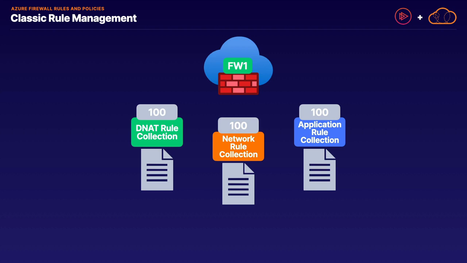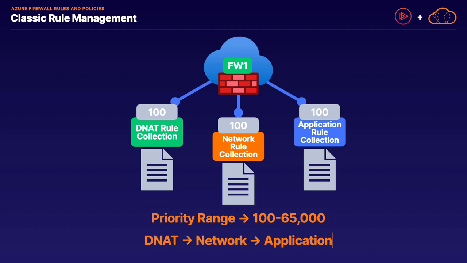And they'll be evaluated by their priority number. And the lower the priority number, the higher the precedence that rule takes over the other rules of the same type of rule collection. And these are all associated and administered at the firewall resource, right? They're specifically on the firewall resource itself. The priority range we have for these rule collections is 100 to 65,000. And the way we evaluate this is we look at the DNAT rules first, the network rules, and then the application rules. And we look at them in order of priority based on the rule type that they have.